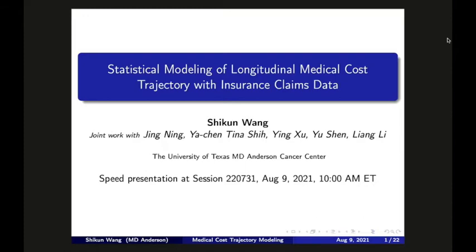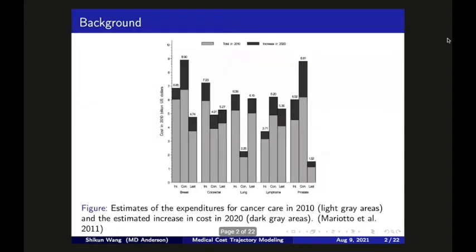Rapid technology progress in data collection and management allows routinely recorded medical cost data in hospitals and insurance companies, available in nationwide databases such as SEER Medicare. So it is desirable to estimate the population average monthly medical cost trajectory from disease diagnosis to death. The National Cancer Institute has published the estimation and projection of cancer care costs in the United States.